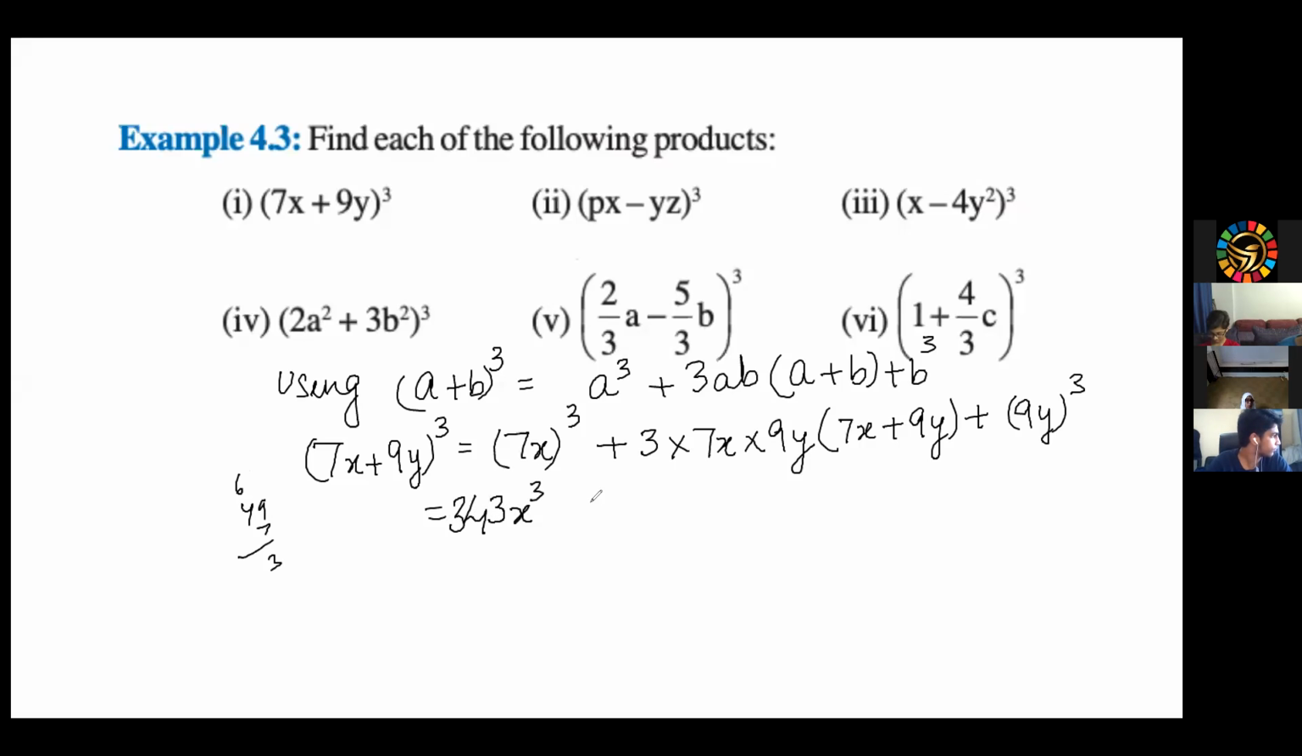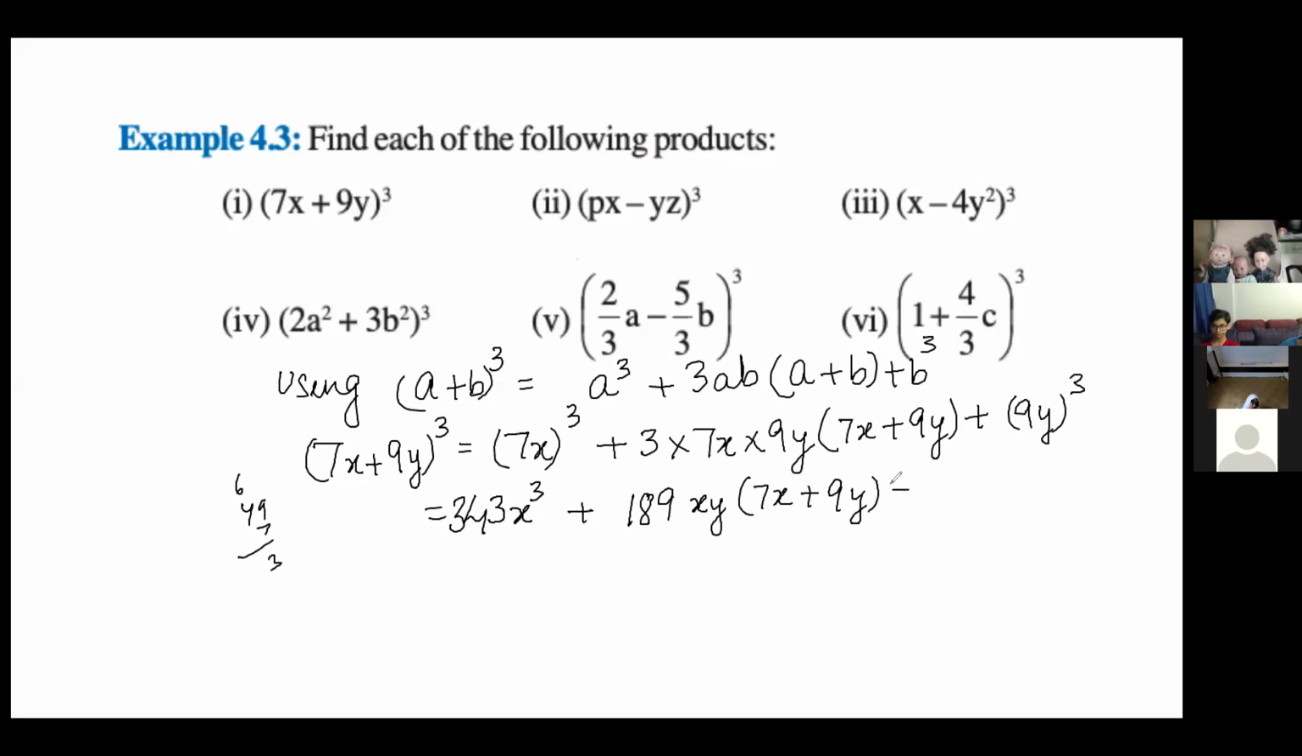343x cube. Okay. What is this? 7 threes are 21. 21 into 9. And x into y. In the bracket, you have 7x plus 9y. And 9 into 9 into 9. 81 into 9. 729. Is it clear?